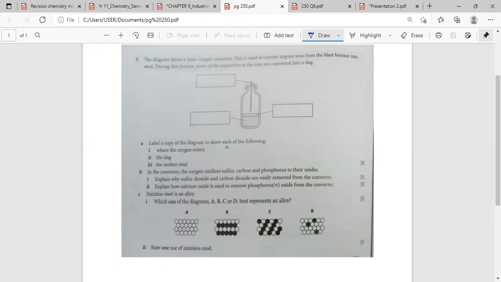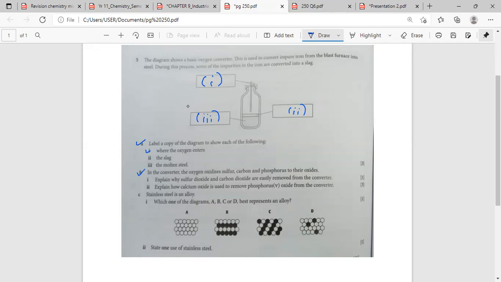Now where will you write 1? At the top. So you have to write at the top. Now I have written 1 because there's not much space, but when you label it, you have to write where the oxygen enters. That is what we call labeling. Don't just write 1, 2, and 3. Now what is this? This is the slag. Good. And obviously this is the molten steel. Now let's move on to question 5b.